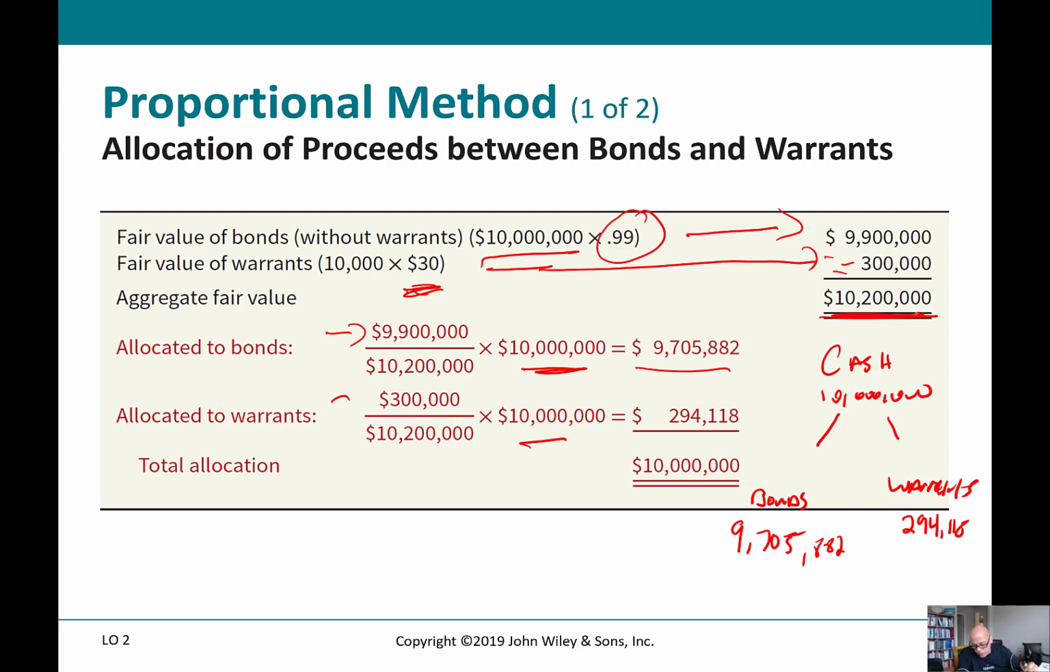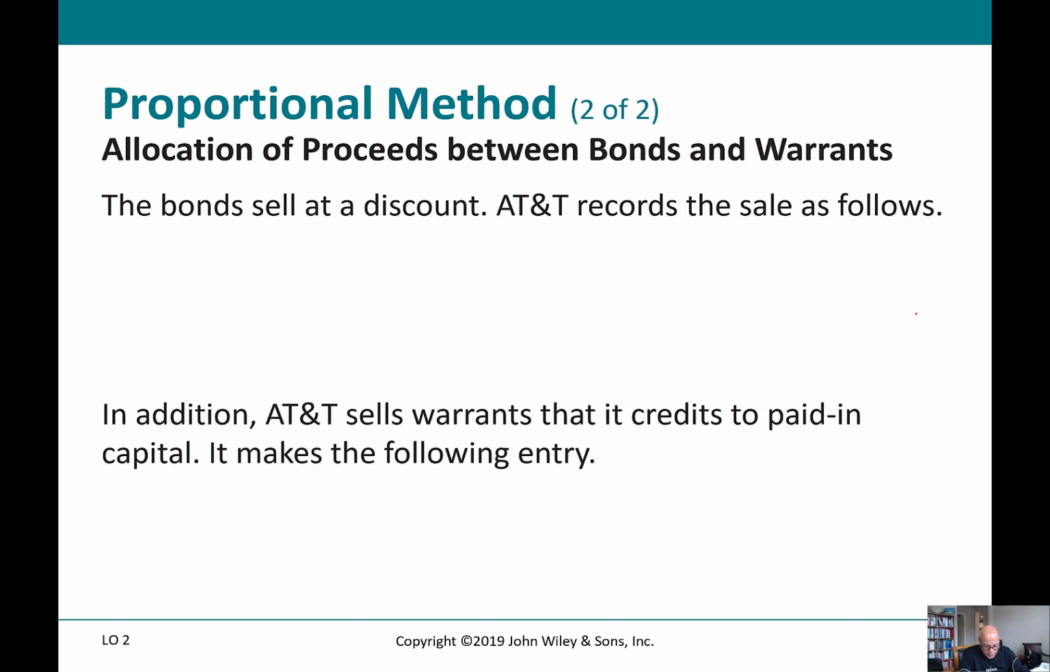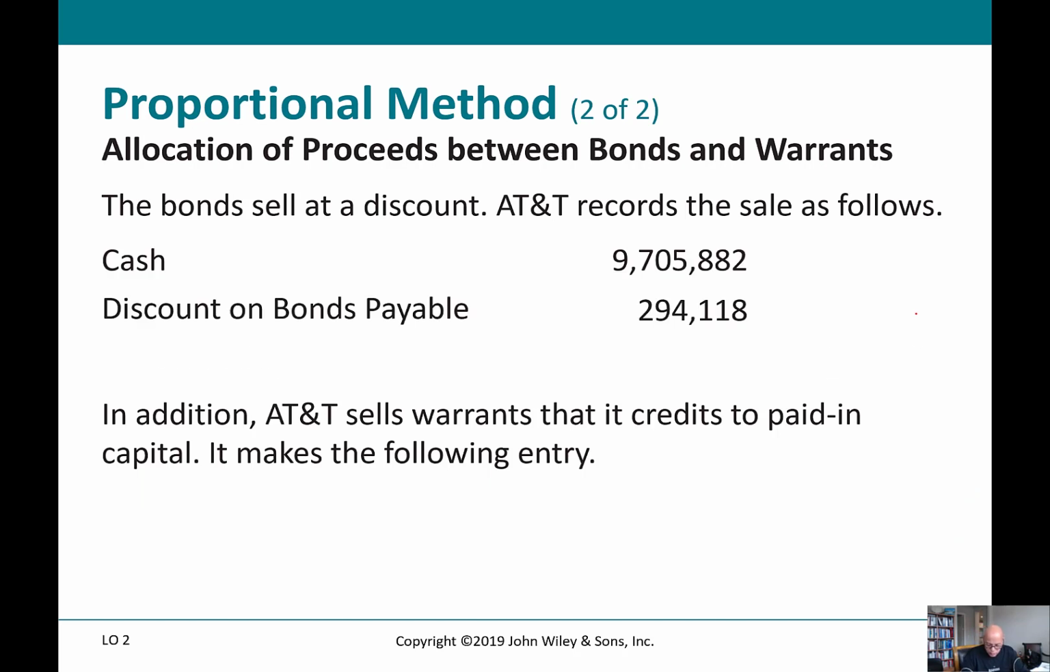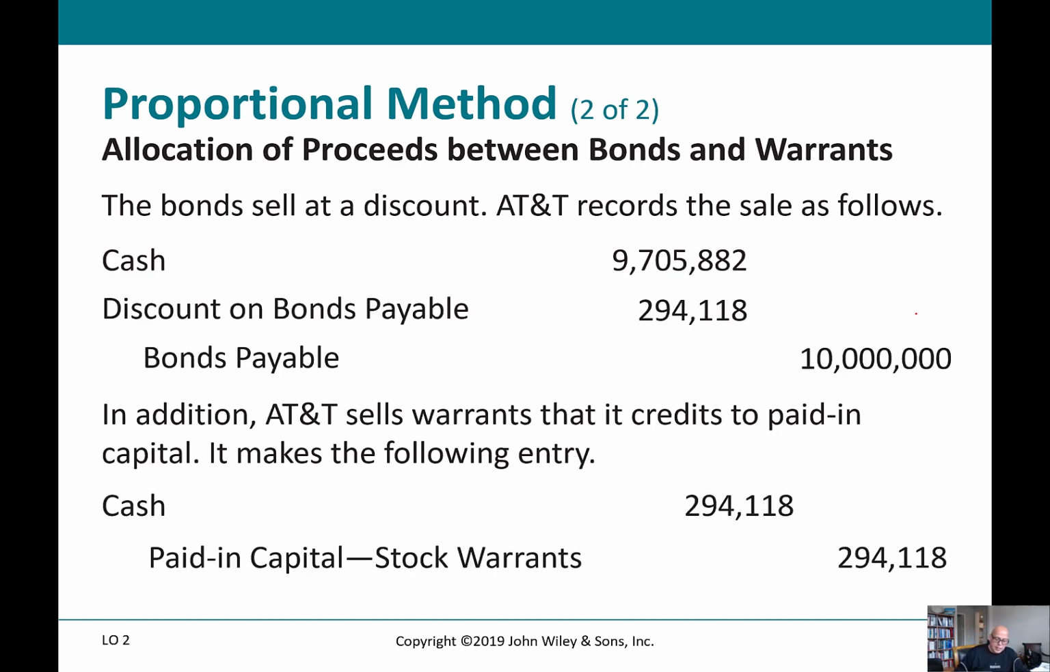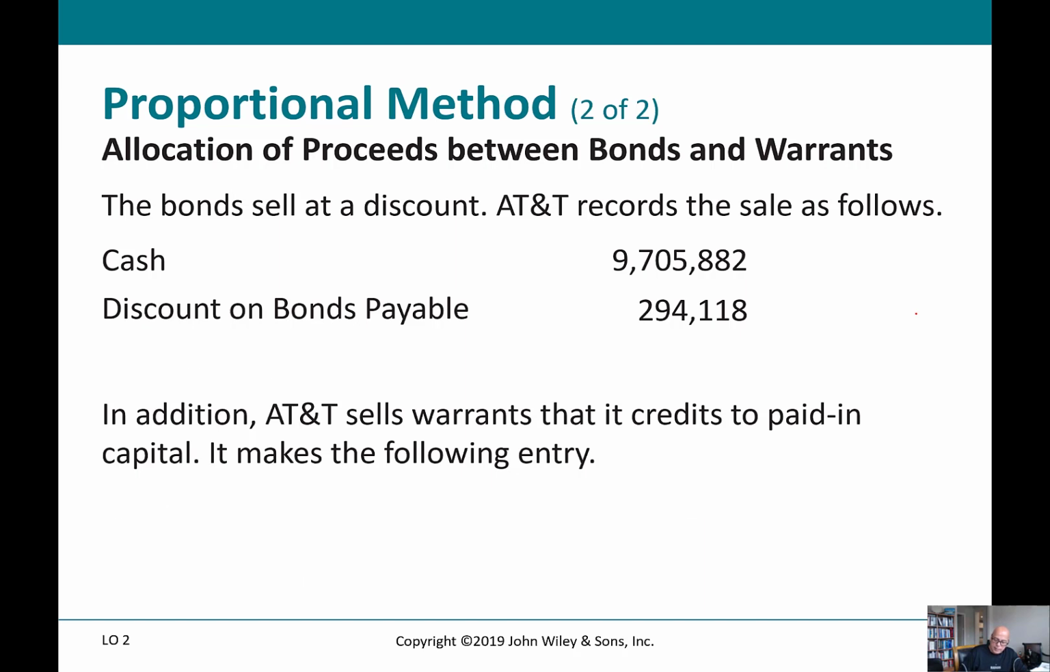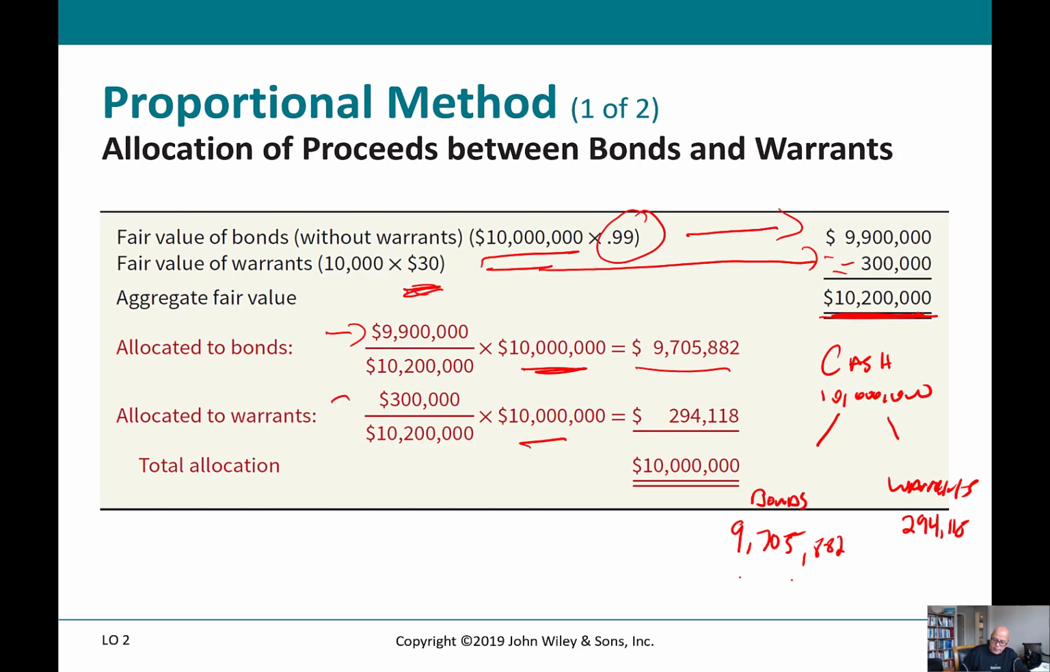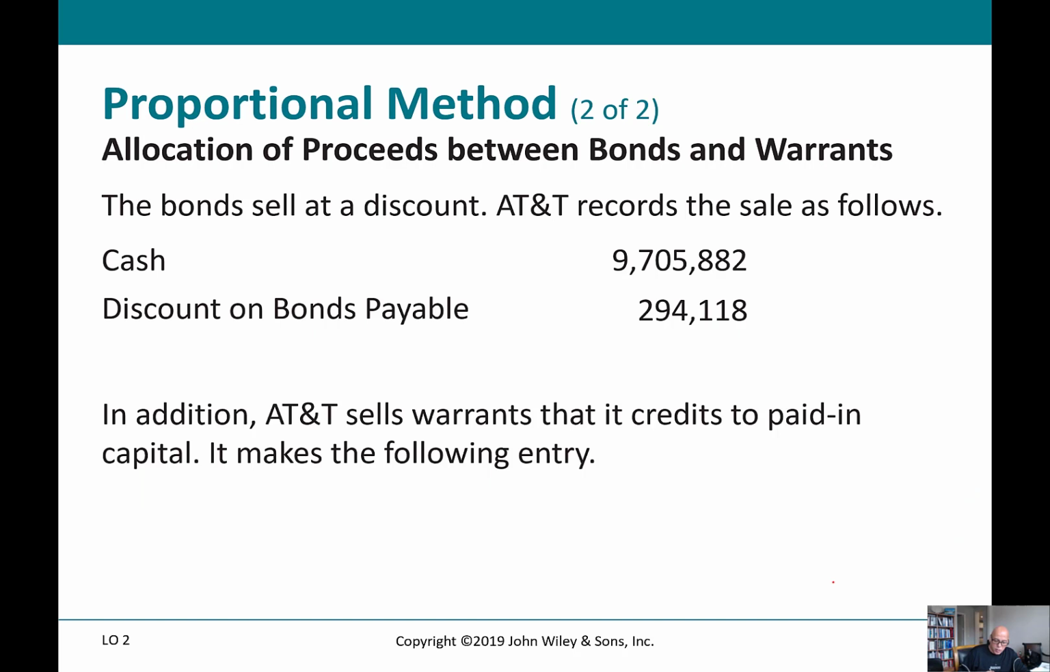Okay, good. Now we come over, and when we do the journal entry on the next slide, we said, okay, that's a little hard to do, going back and forth, that much was for the bonds. So we say, well, of the cash we got, $9,705,882 was for the bonds. The bonds had a face of 10 million. So these bonds issued for less than face. Difference is going to be the discount.